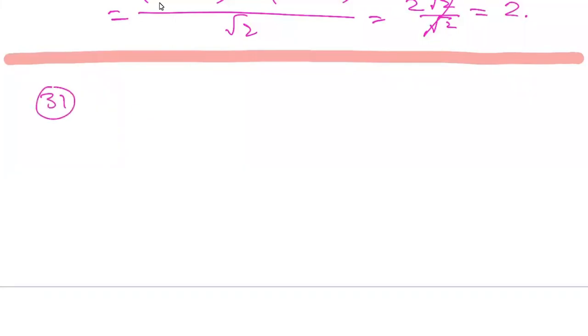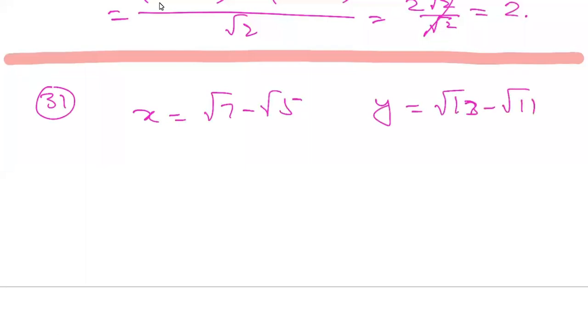31st. What is this? X is equal to root 7 minus root 5. Y is equal to root 13 minus root 11. Okay.